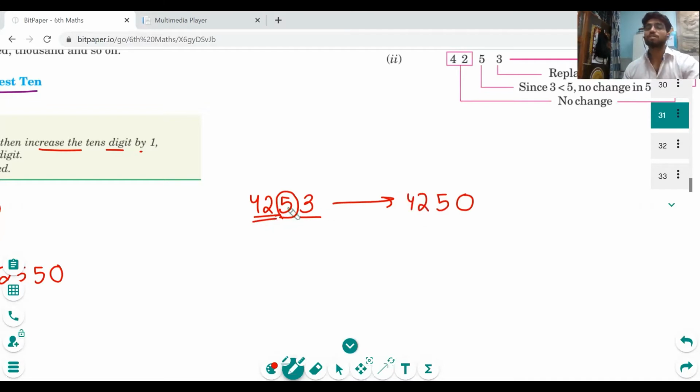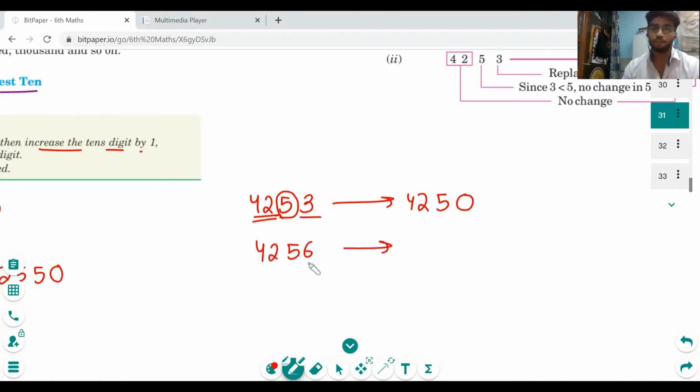Okay. So whenever you have to round off to the nearest 10, you will observe the ones digit. You will make it immediately equal to 0. Then you will observe, if it is 5 or greater, it will increase the tens digit by 1. Suppose I had this question like this.